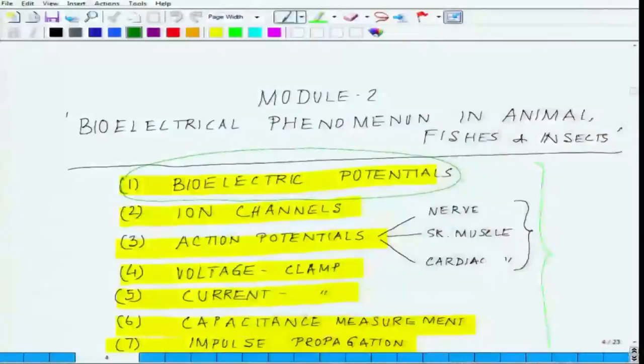Welcome back to the NPTEL lecture series on bioelectricity. So, we are in module 2. In module 2, we have done our first class, which is on bioelectric potentials. From here we will move on to the next two topics, and please refer to the screen. These are the two topics we are going to deal with now, ion channels and action potentials.